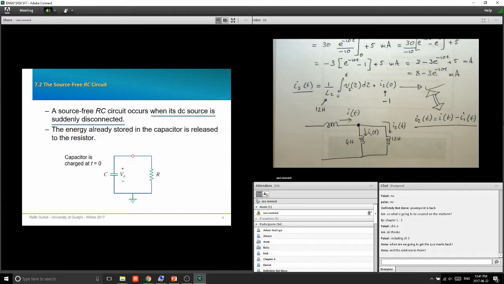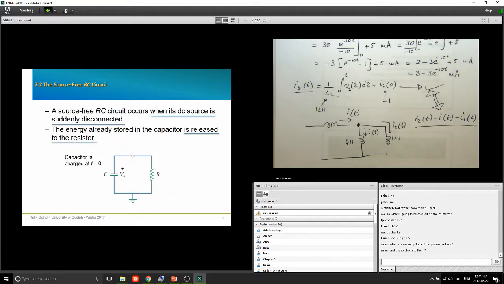And now I am disconnecting the source, and I have this circuit where I have an R and a C. We're assuming that the capacitor C had some value of charge stored inside of itself. So there is energy stored in it, and there's going to be some dynamic now in that circuit. Even though I don't have a source, I do have some energy which is going to produce some distribution of voltages and currents. This is what we call a source-free RC circuit.